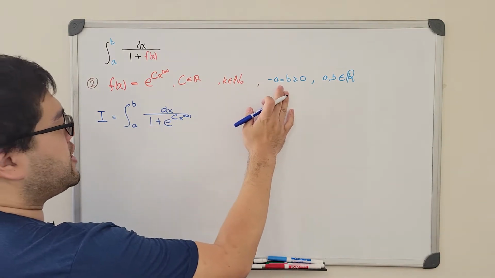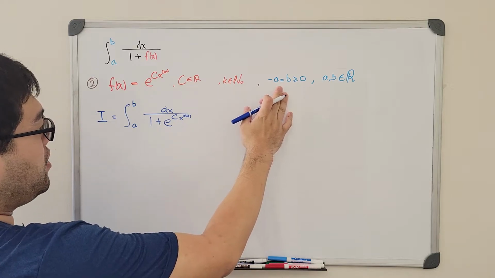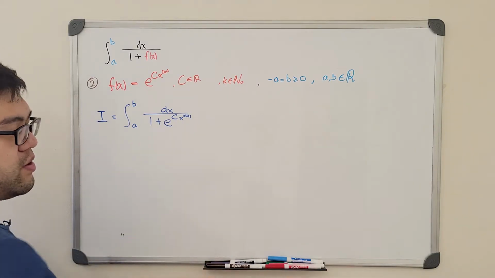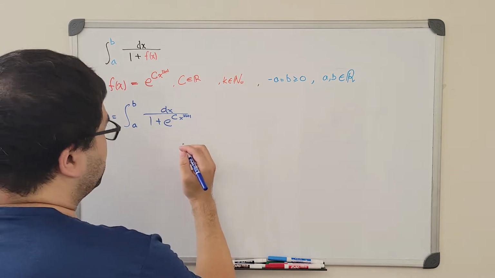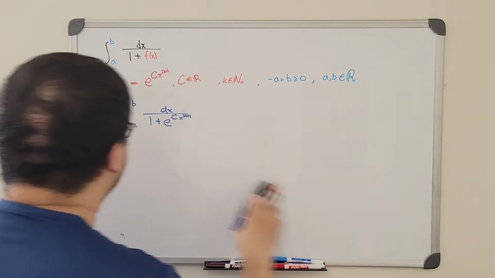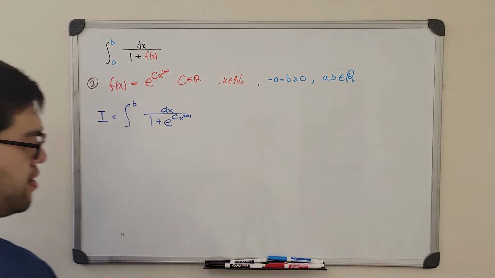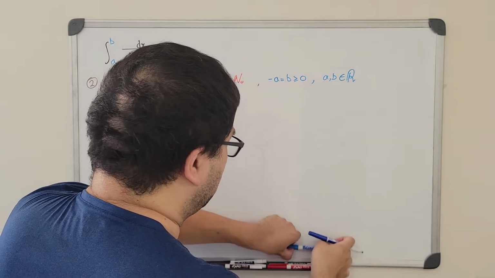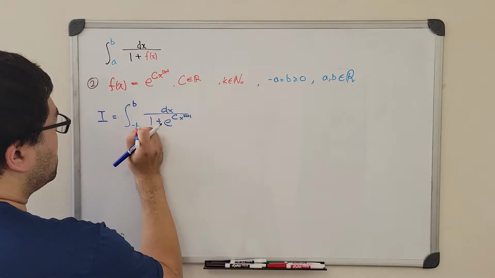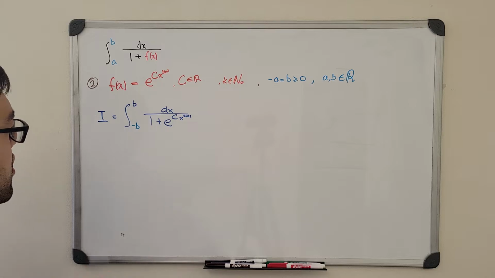First of all, we know that b is equal to negative a. In other words, a is just negative b. So we can now, of course, replace the a by negative b.